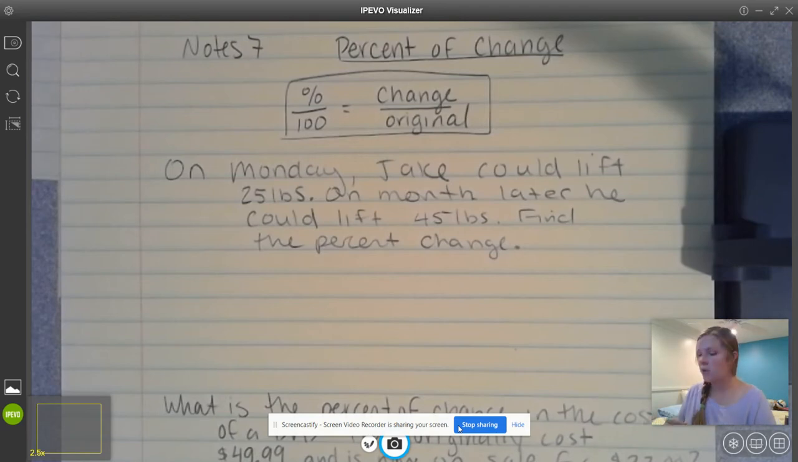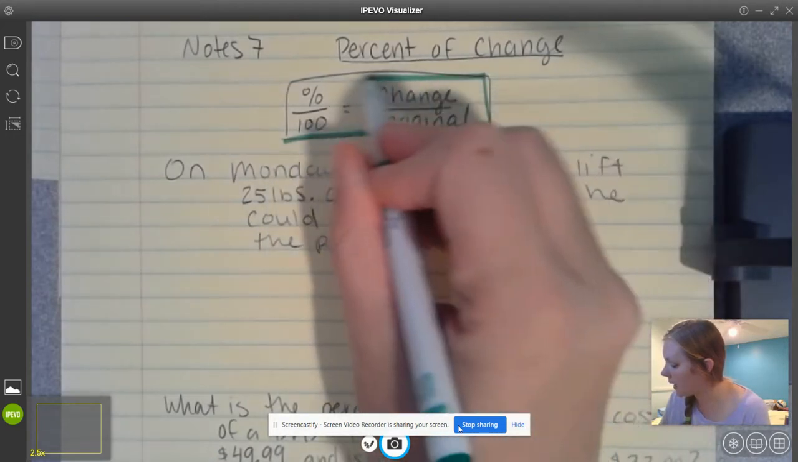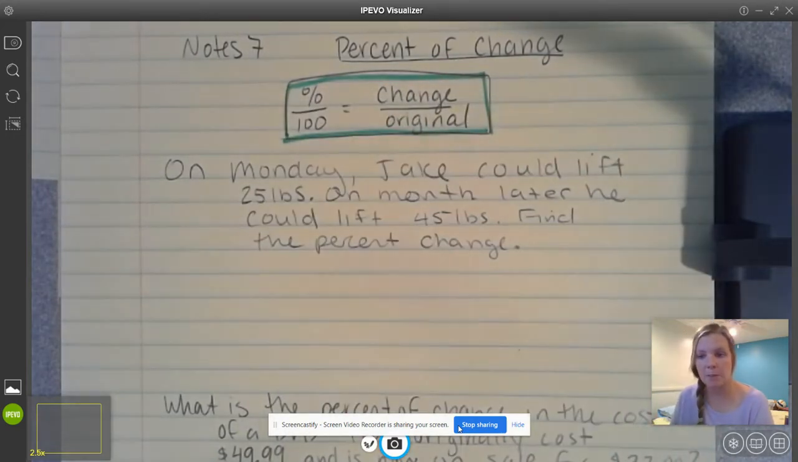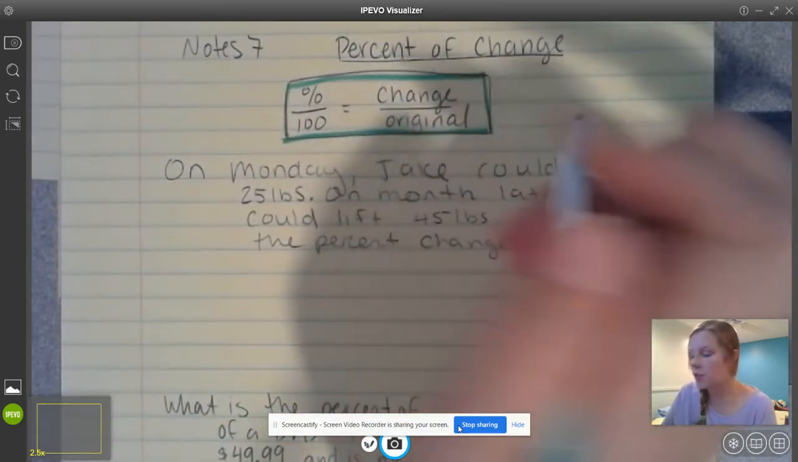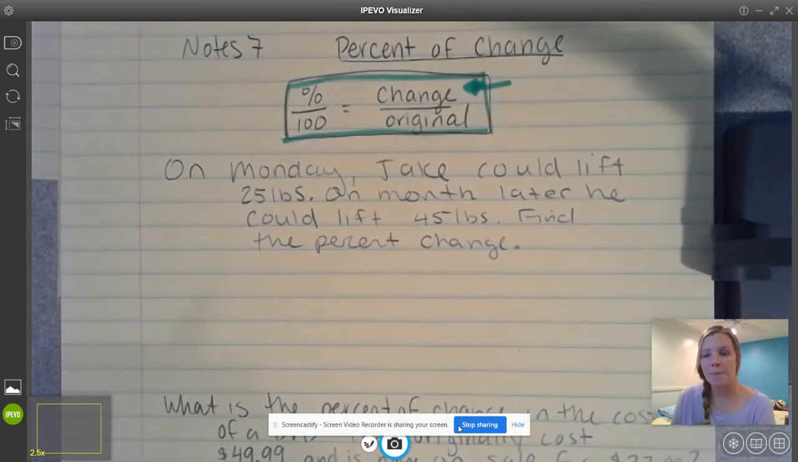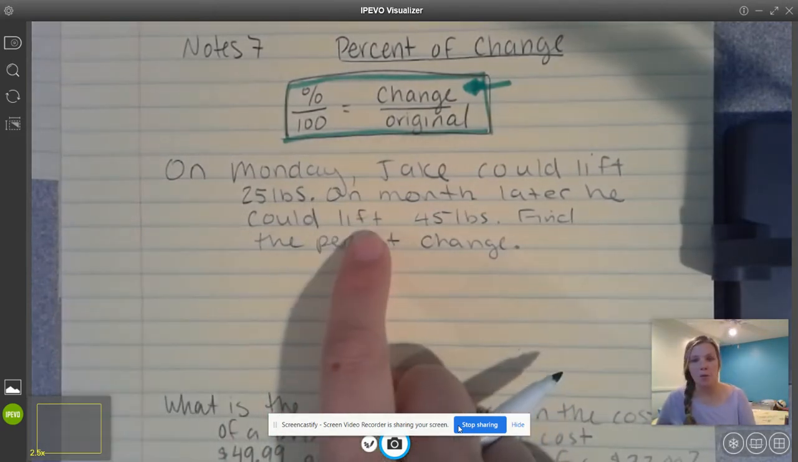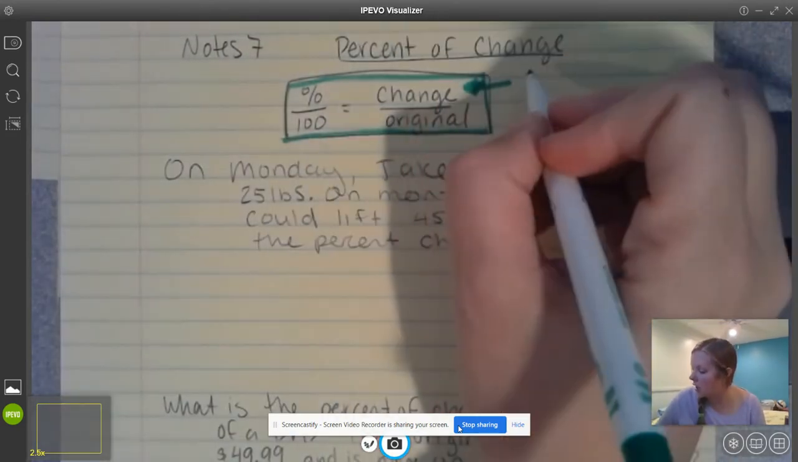This is our new proportion. This looks slightly different. It's still percent over 100, and then the original goes on the bottom, which is what we've been doing for tax and tip and discount. But now I have the change. The change is something we're going to have to find. The tricky thing is that we don't get to just take the numbers from the word problem and put it in the proportion. We have to do some work to find how much it changes.